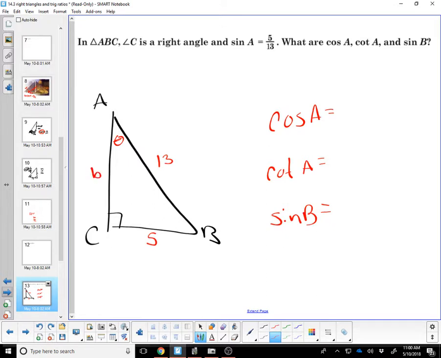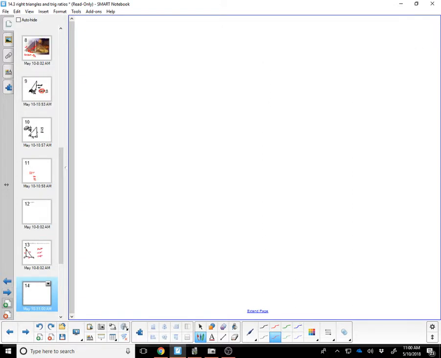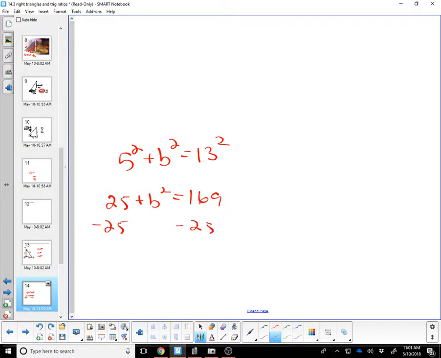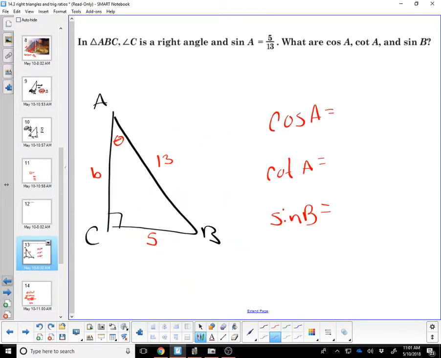Let's call this little b. Cool? So we've got 5 squared plus b squared is equal to 13 squared. 25 plus b squared is equal to 169. Take away 25 from both sides. That means that b squared is equal to 144, which means if I take the square root of both, b is just 12. So now I know that b is 12. And now can I do my cosine? Sorry, go back to here.